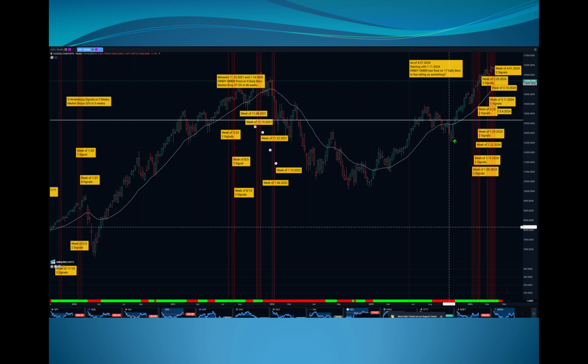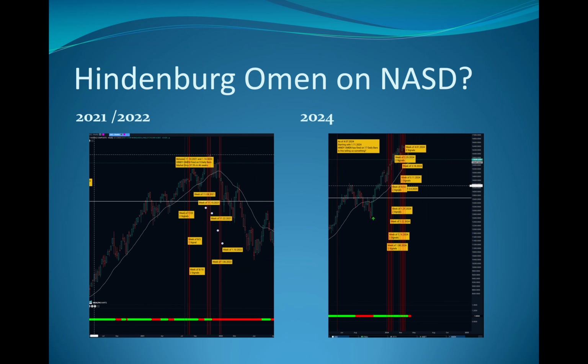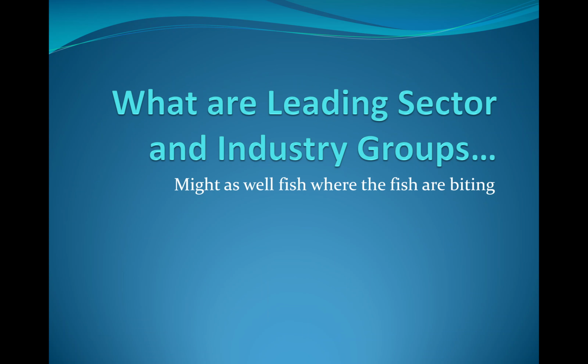These are weekly charts, and it shows you we've had 17 daily bars fire. Now, it'll be interesting to see what happens here with the Hindenburg omen, but it's enough to make me pay attention. And you could see 2020, 21, 22, 24, the Hindenburgs fired before the market rolled over in 21, 22. What's going to happen here? What are leading sectors and industry groups?